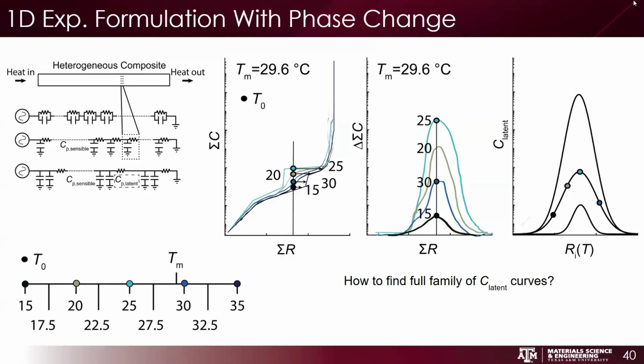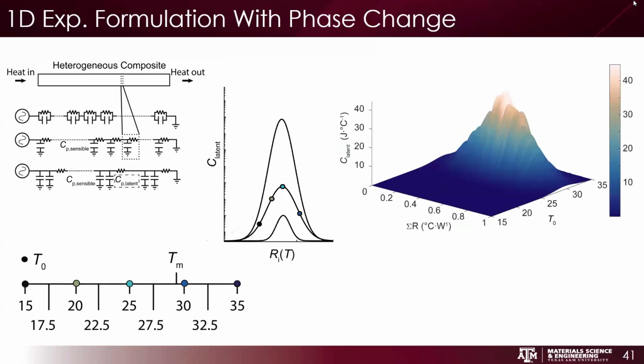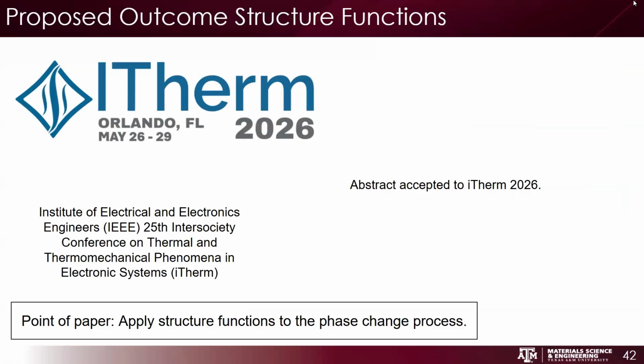We'd like to model the latent capacitance of the system at every single RI value. So we take this graph, and this is a projection along the one-dimensional direction. If we take that, then going from the source to drain, you can have a representative apparent heat capacity in the one-dimensional direction instead of the zero-dimensional direction that we had before. So we proposed this to iTherm again, and it was accepted. So we've got to write the paper, I guess, and I've got to do the work.